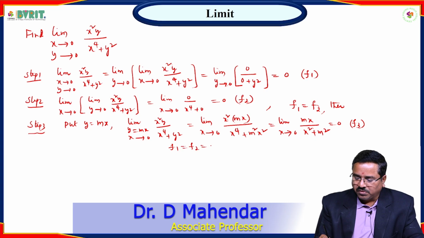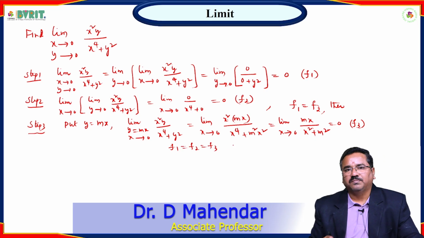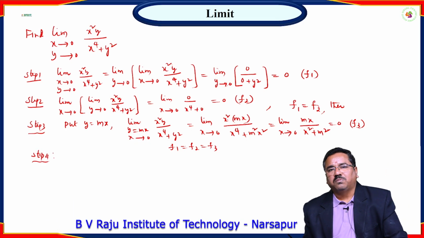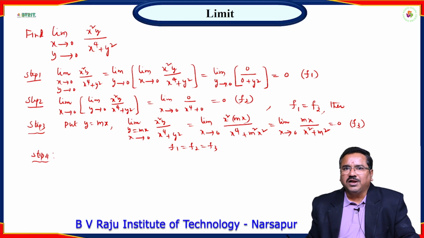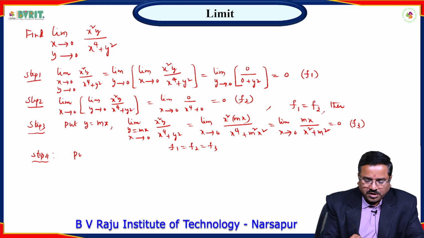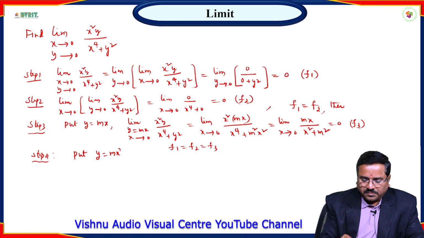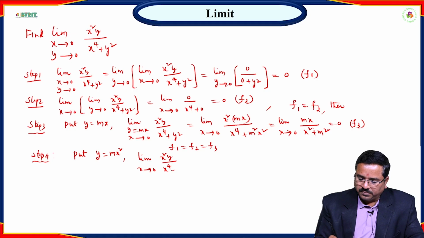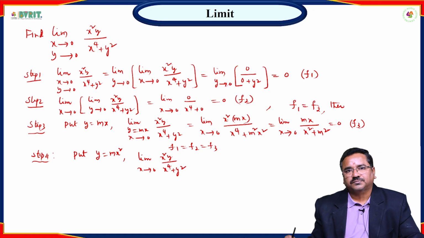If they are equal, then we go to the next step. What is the next step? Step 4. So along another path, a non-linear path, you will take y is equal to mx square. It also passes through the origin. So y is equal to mx square. So what will we get? Limit x tends to 0, x square y by x to the power of 4 plus y square.